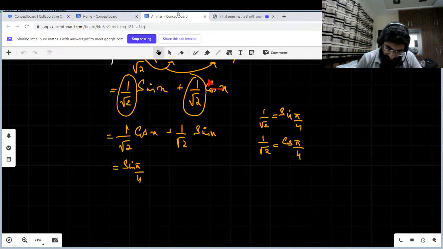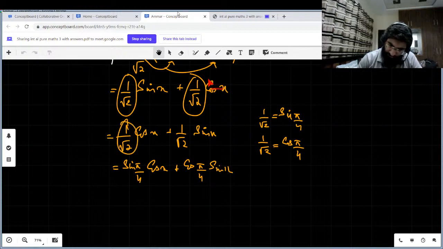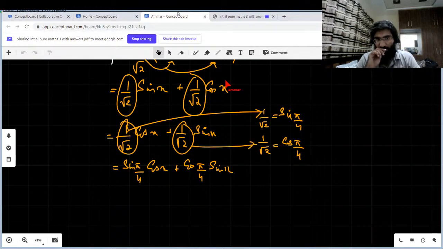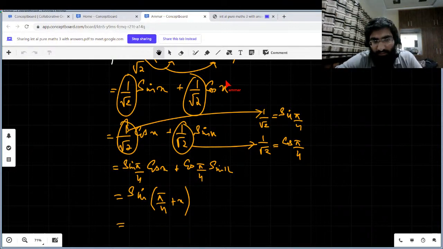Okay. Sine pi by 4 cos x plus cos pi by 4. But how did it become this? Because 1 by root 2, I told you, is equal to sine pi by 4. And this is also equal to cos pi by 4. Yes, but how do we know that? Calculator? Yes, we do sine inverse and cos inverse of 1 by root 2. So this will give me sine pi by 4 plus x. In case of sine, it doesn't make a difference if it's pi by 4 plus x or x plus pi by 4. Okay, so this is for x plus pi by 4.